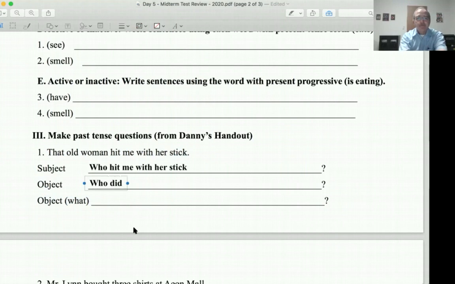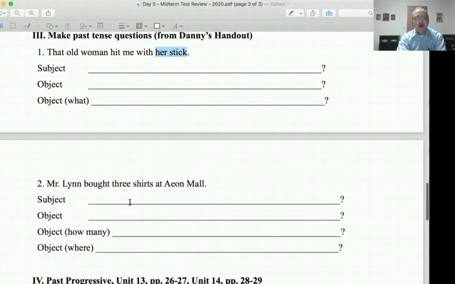Who did that old woman hit? Now we don't write me because me equals who. So we don't need me. Hit with her stick. There you go. Good. Who did that old woman hit with her stick? Now remember, do not write me here. This is wrong because me equals who, so we don't write it. Okay. And continue practicing. This one is what? It's her stick. It's going to become what? All right, and more practice here.